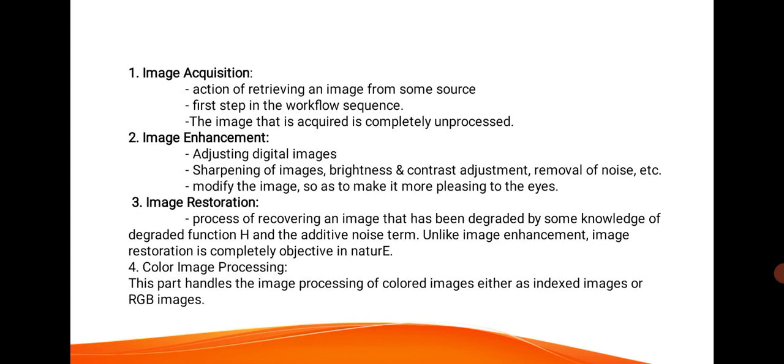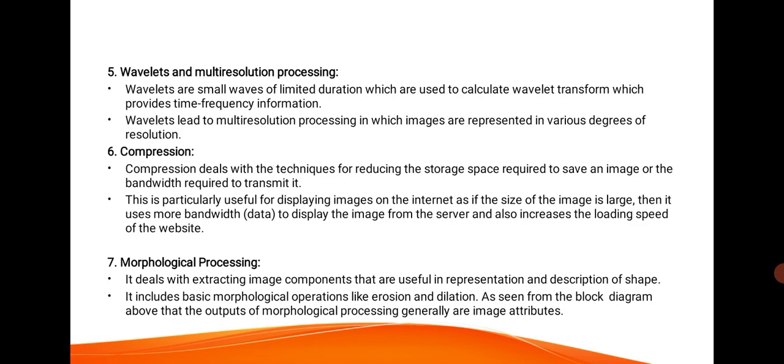Next is image restoration. Image restoration is a process of recovering an image that has been degraded by some function and additive noise. So this is an objective process. Next is color image processing. This part handles the processing of colored images, either indexed images or RGB images.